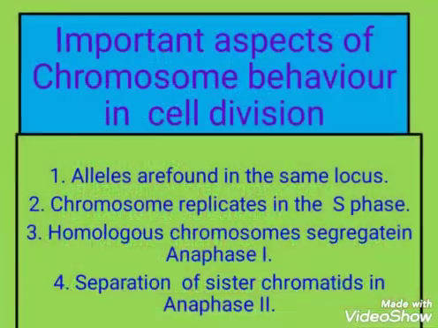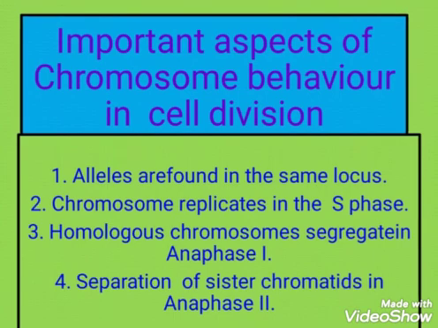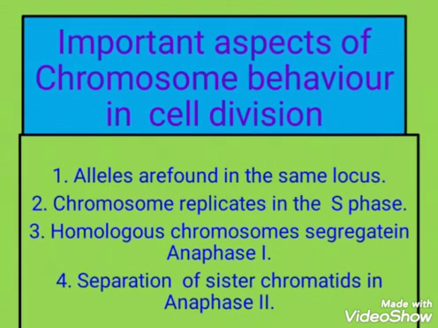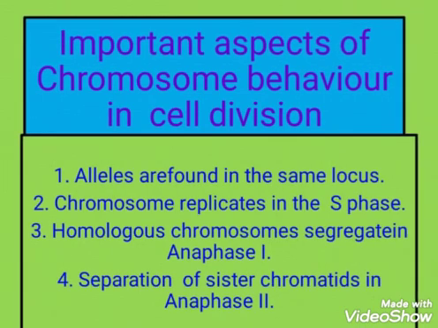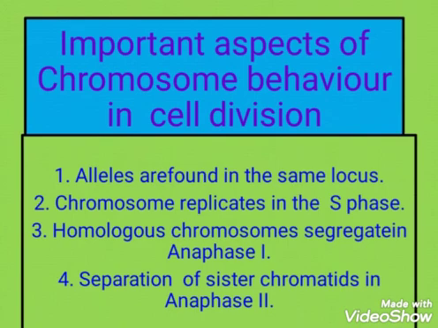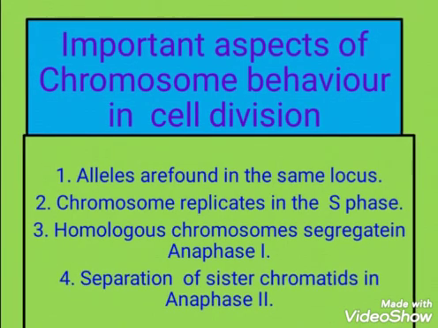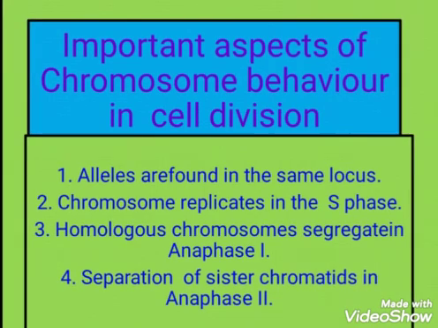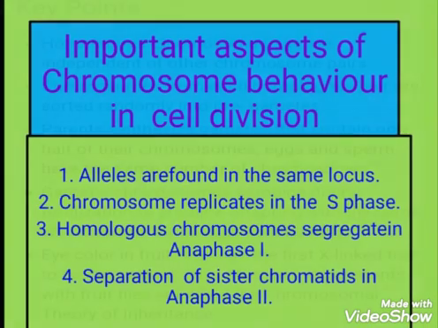The essence of important aspects of chromosome behavior in cell division is given in this slide. Alleles are found in the same locus. Locus means position on the chromosome, the gene position on the chromosome. Chromosome replicates in the S phase. Homologous chromosomes segregate in anaphase 1. Separation of sister chromatids in anaphase 2 is observed.